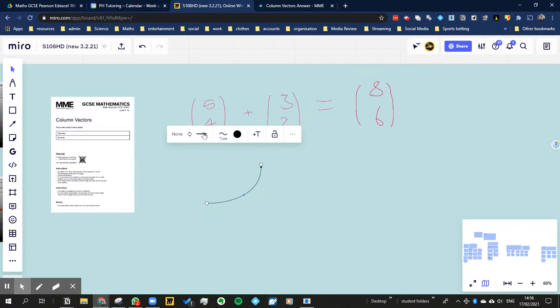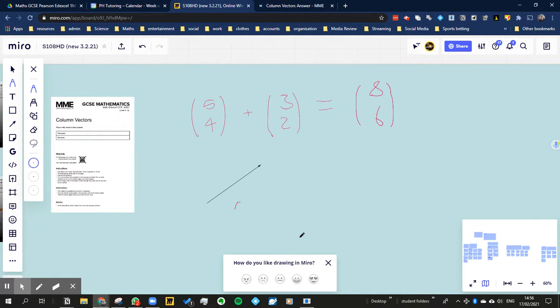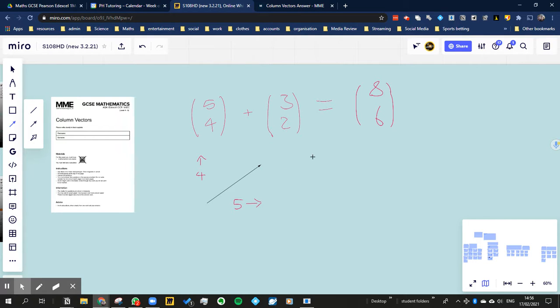I don't know why it's a curved arrow. Let's turn that off. So essentially, it's 5 across and 4 up. And you could work out the total size by using Pythagoras. But what we're going to do is add a vector. So now we're going to do a second line, and this is 3 and 2. So it's going to be 2 across and 3 up, or something like this, I guess.